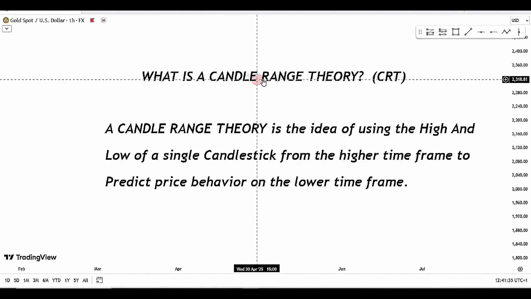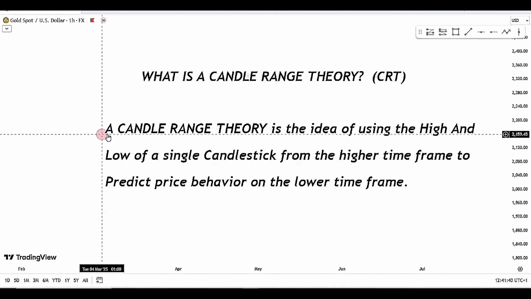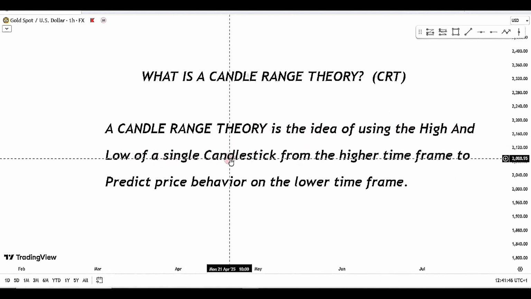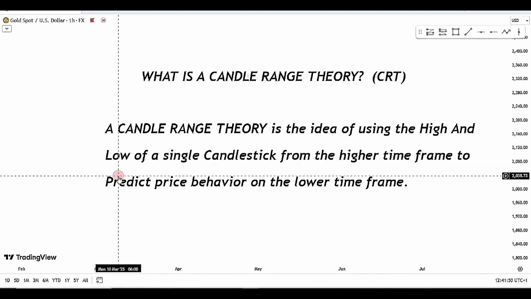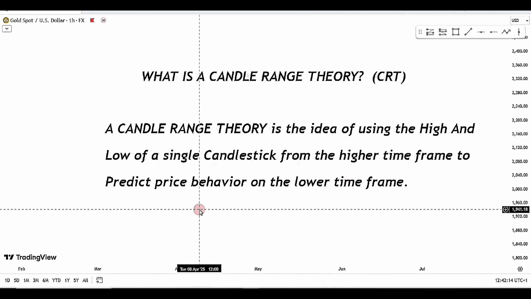So what is a candle range theory? In a simple definition, a candle range theory is the idea of using the high and low of a single candlestick from the higher time frame to predict price behavior on the lower time frame. Now let's move over to the example of a candle range theory.